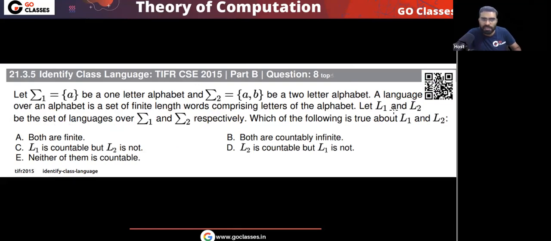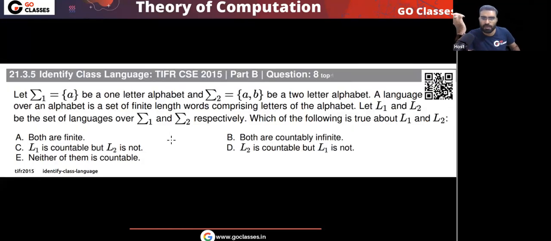Now, L1 and L2 are sets of languages over sigma 1 and sigma 2. Remember, is L1 a language or a set of languages? Please tell me. L1 is a set of languages. Yes or no? Notice, L1 is a set of languages over sigma 1. L2 is a set of languages over sigma 2.